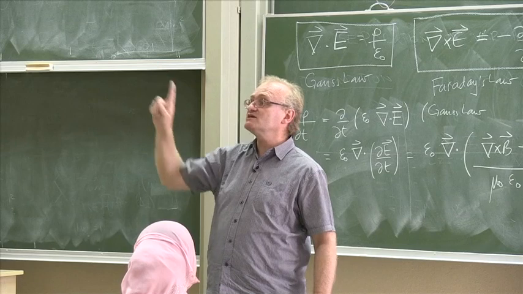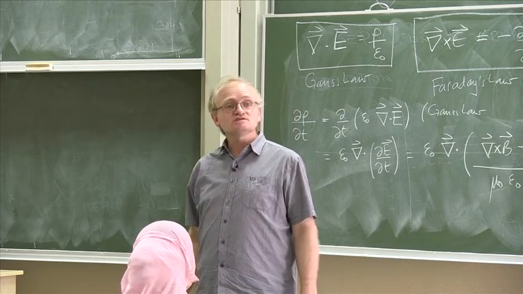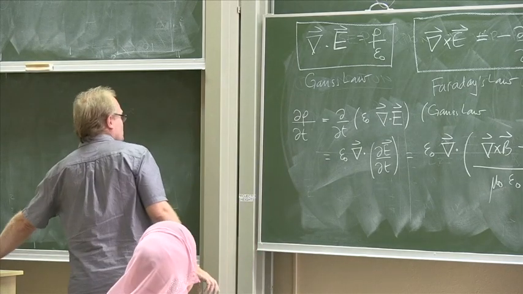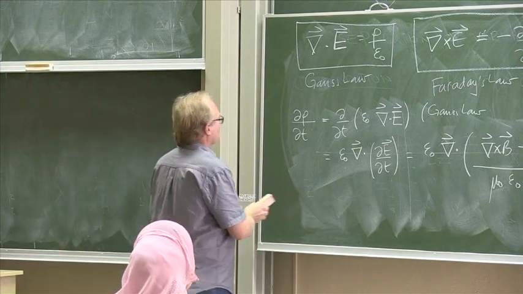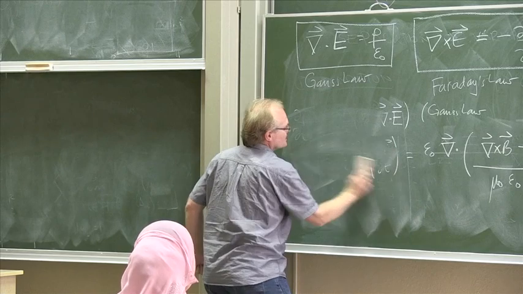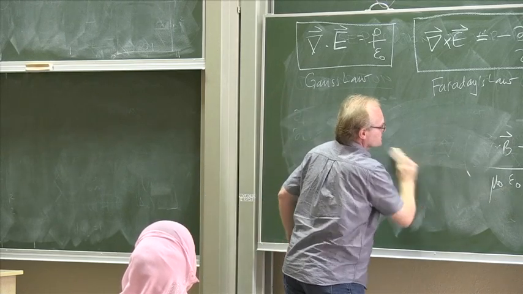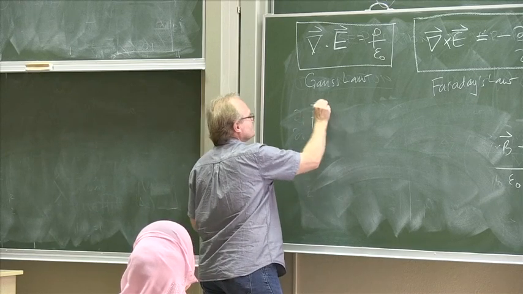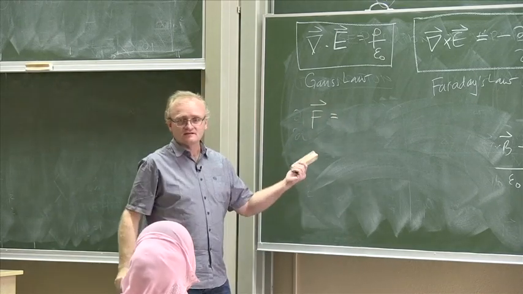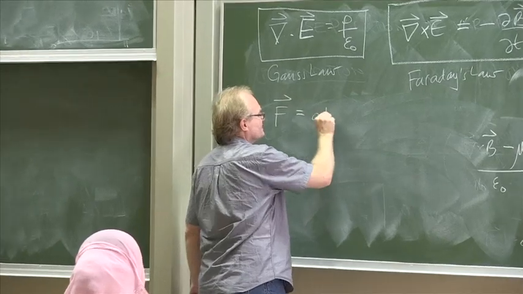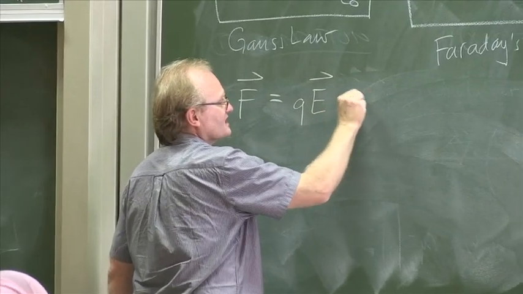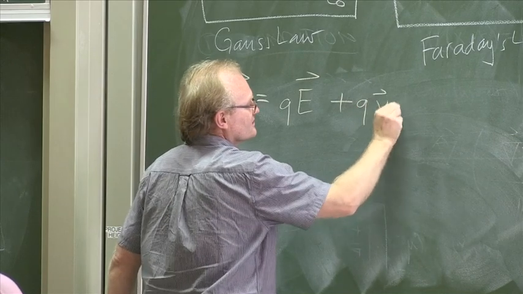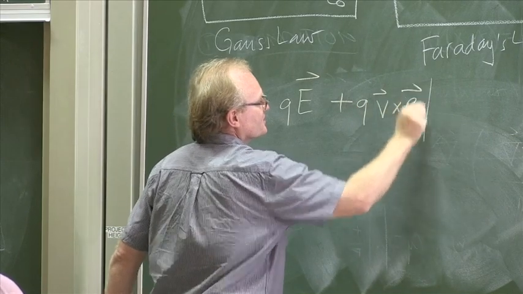There's one more equation that we need to add, which is what is the force felt by a charged particle. So if we have a charged particle, we can add one more formula. Who can tell me what that is? F is equal to? QE plus Q v cross B. Very good.